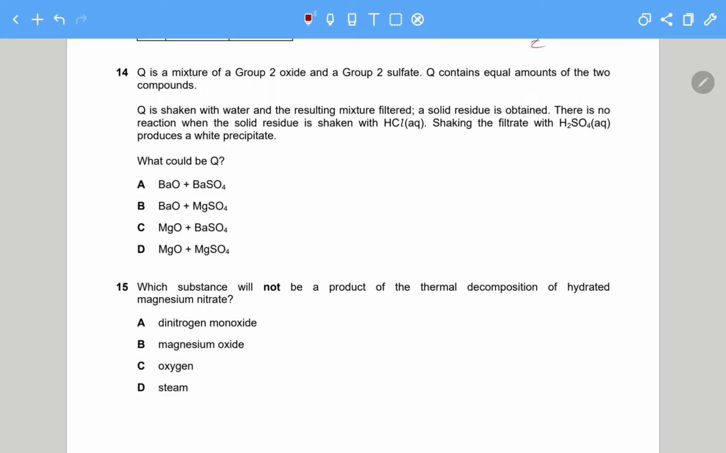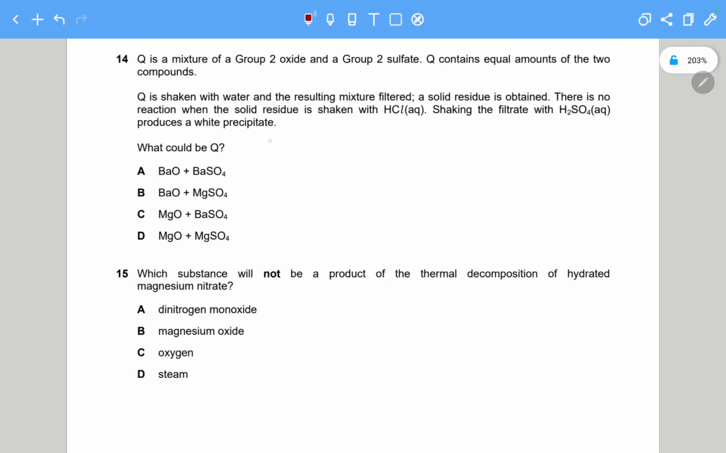Barium oxide plus barium sulfate. Now, when the mixture is shaken in water, barium oxide will dissolve, but barium sulfate will not really dissolve because, as you know, the solubility of the hydroxides increases down the group, whereas the solubility of the sulfates decreases down the group, and barium is quite down the group. So this is leading us somewhere, because it says that a solid residue is obtained, and in that case this would be BaSO4 right here.